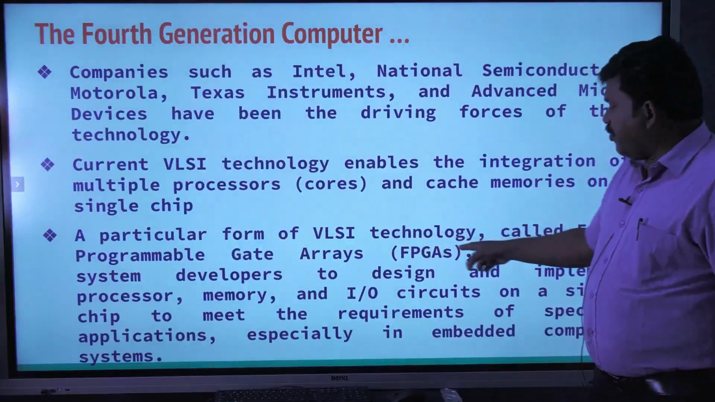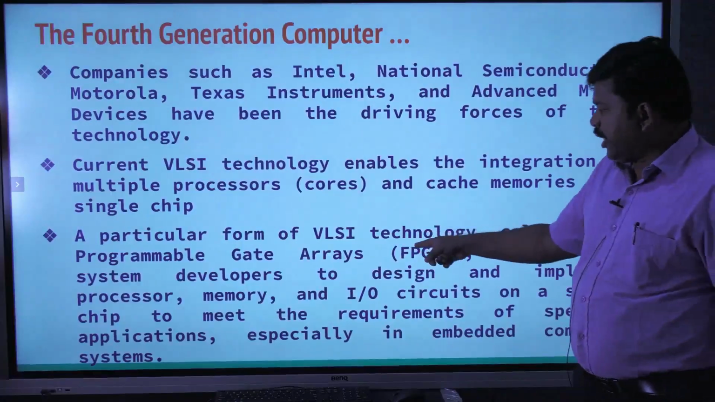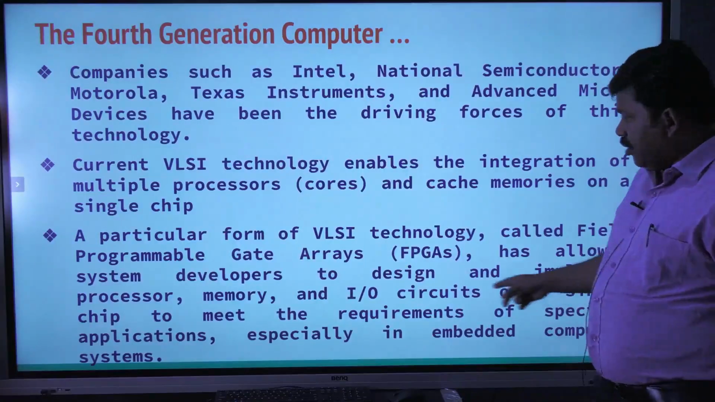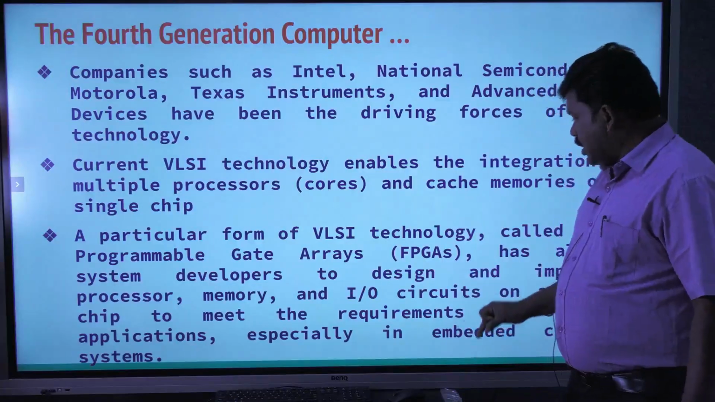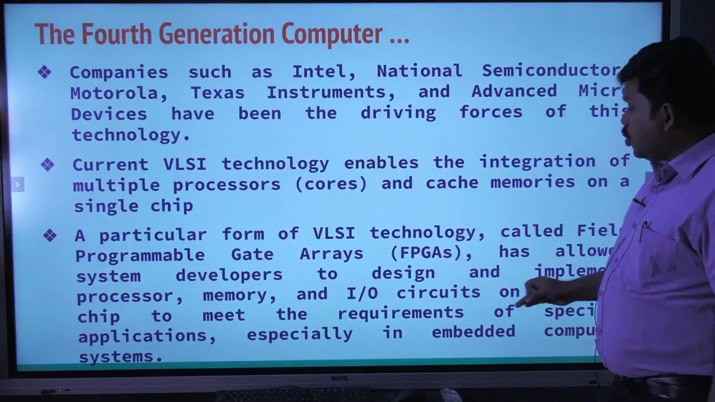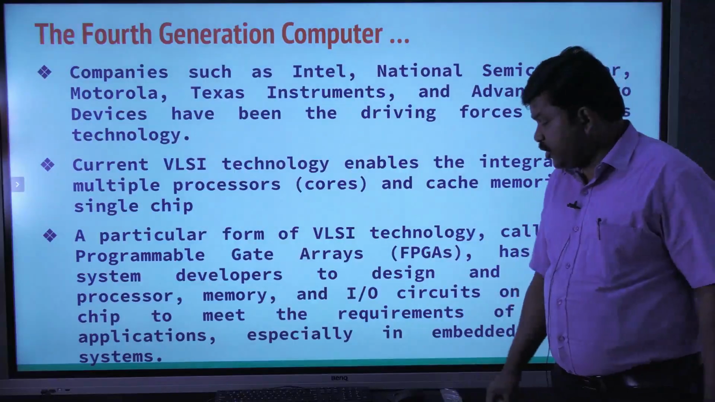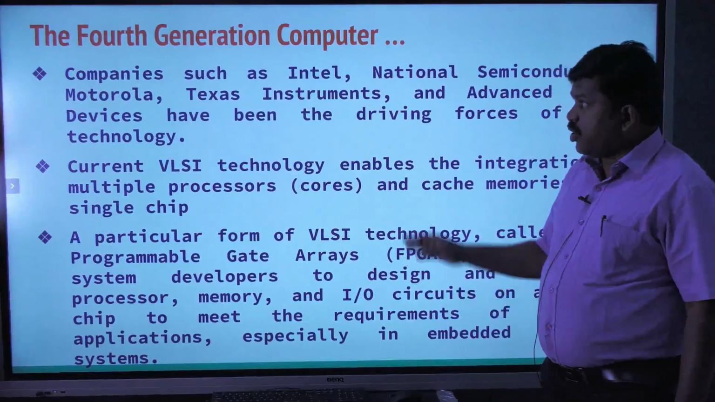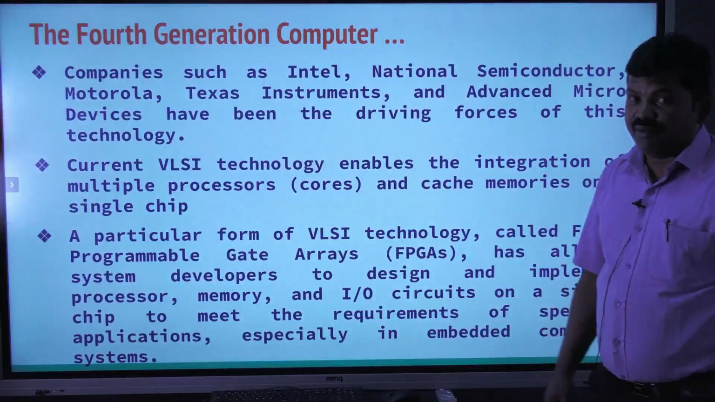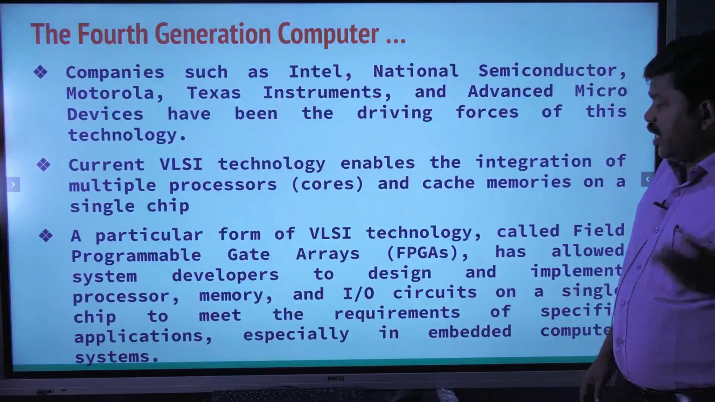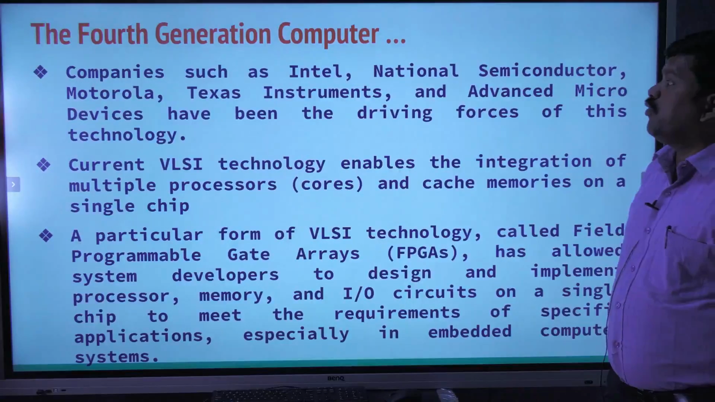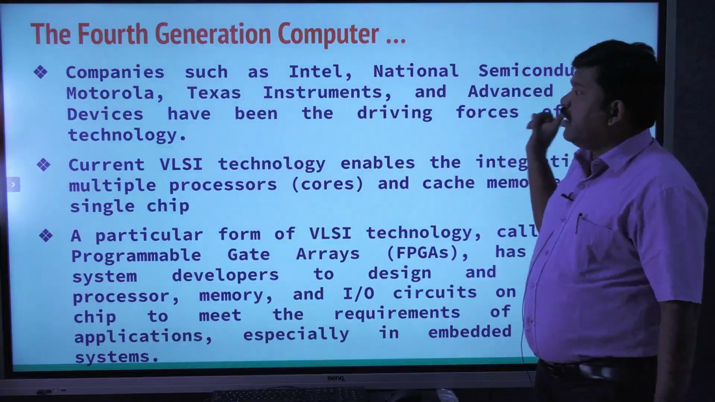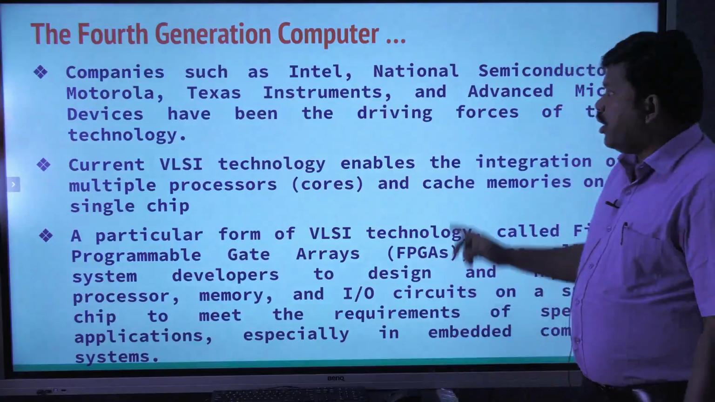Also, a particular form of VLSI technology called field programmable gate arrays was used in this category of computers. They implement processor, memory, and I/O circuits on a single chip to meet the requirements of specific applications, especially in embedded computer systems. So embedded computer systems were also developed in the fourth generation. Commercial purpose computers and embedded computers were developed during the fourth generation with the help of processors manufactured by Intel, National Semiconductor, Motorola, and Texas Instruments.